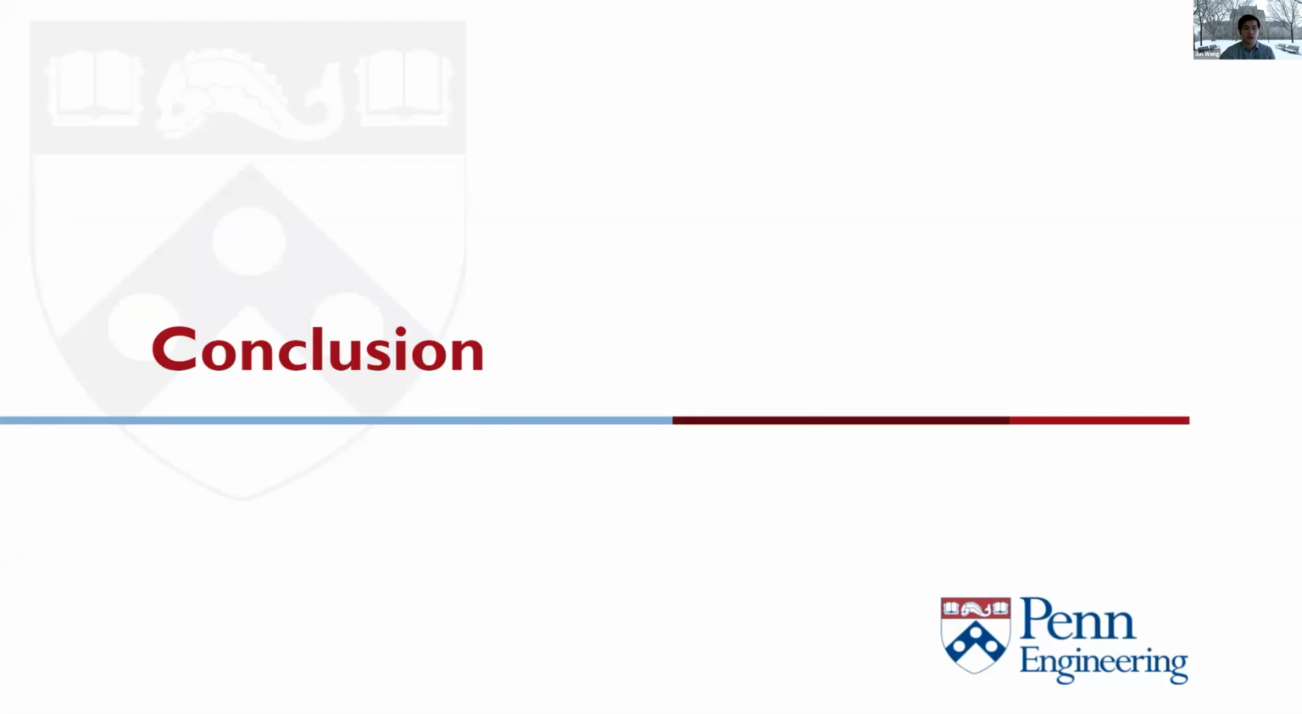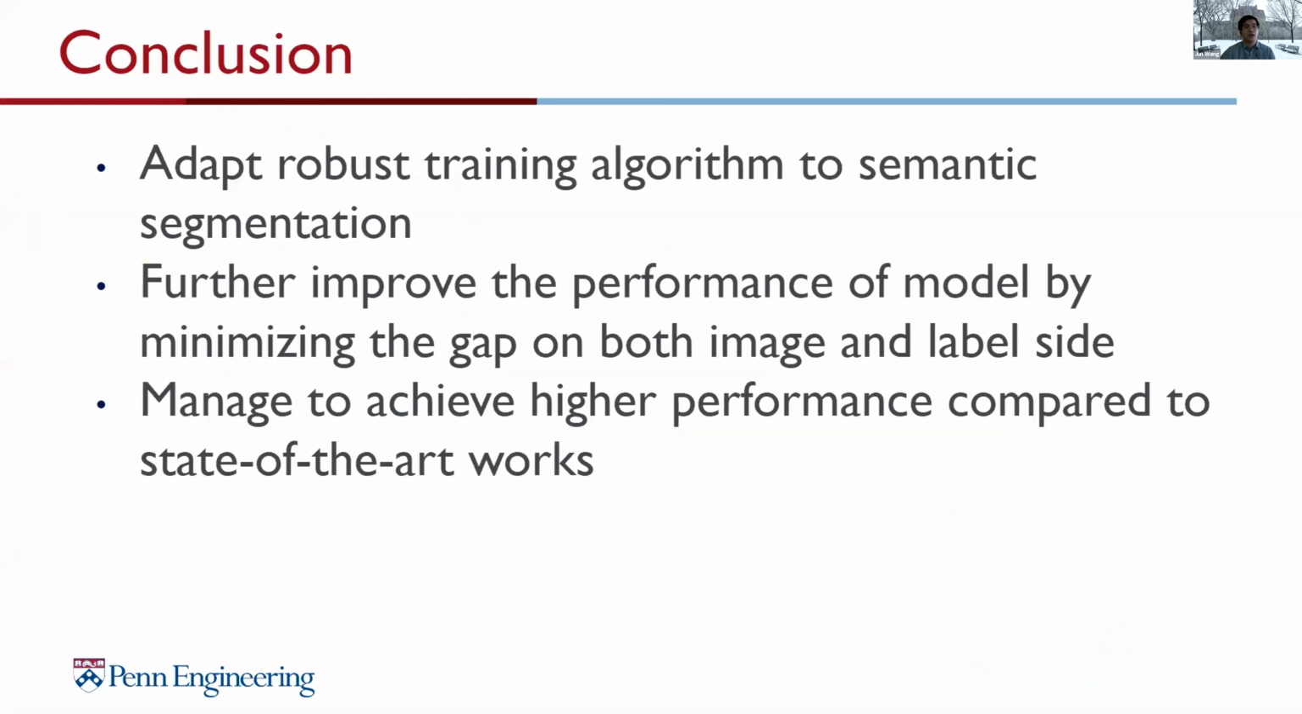So let's come to some conclusion of this presentation. First of all, we adapt the robust training algorithm that was originally proposed in the field of image classification into semantic segmentation. And then we further improve the performance of the model by minimizing the gap on both image and label side. So finally, we managed to achieve higher performance compared to the state-of-the-art works.